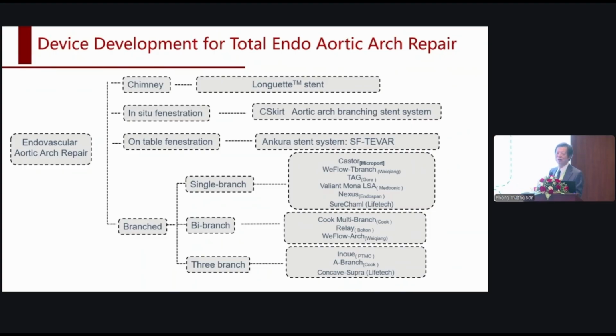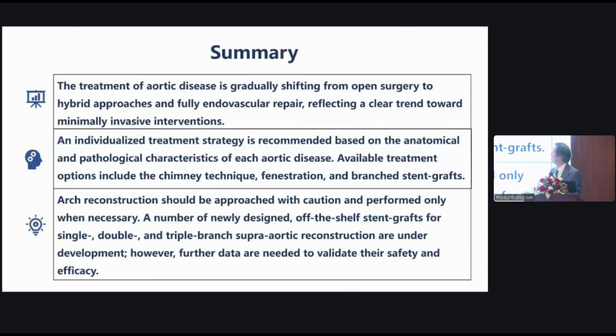We have Concave Supra. So I do believe that no matter how, the whole aortic arch treatment will be, in the future, I suppose, maybe more than 18% of the cases can be done totally by endo. But anyway, open surgery and hybrid procedure is still very important. Just like Professor Oak emphasized, in China, it's the same situation, although the hybrid procedure reduced. But anyway, it's still very important to treat the patient.